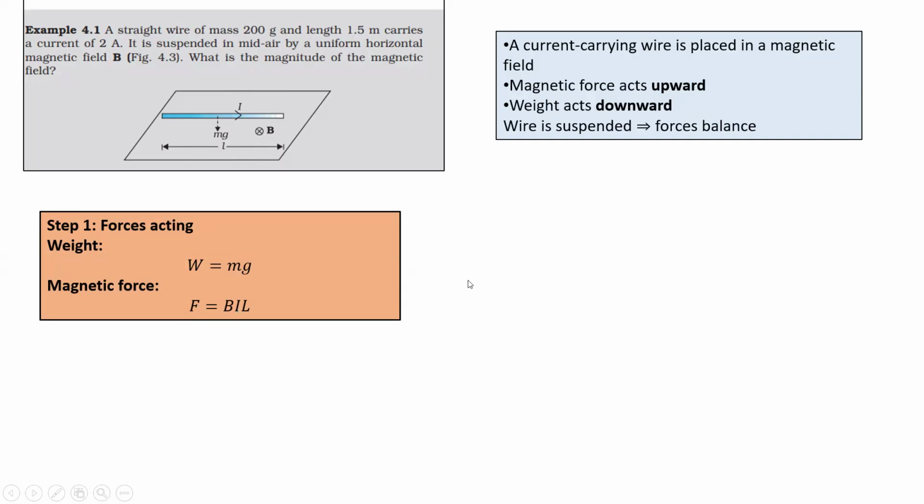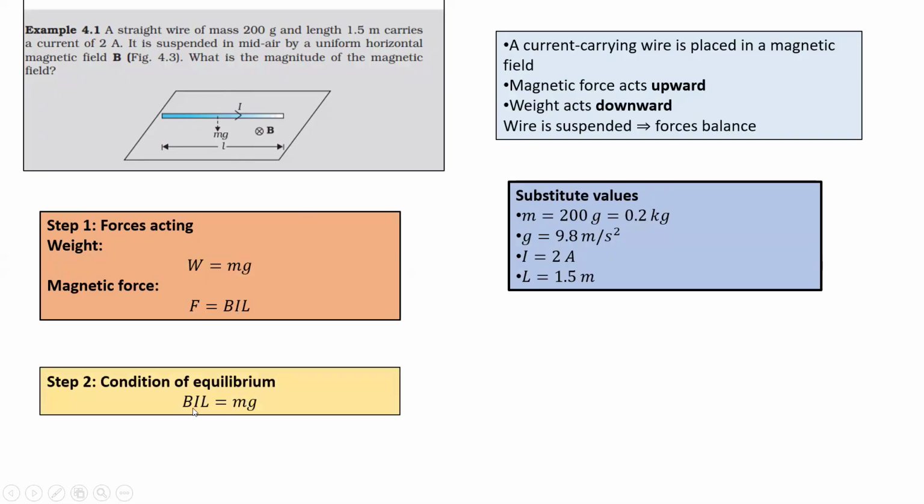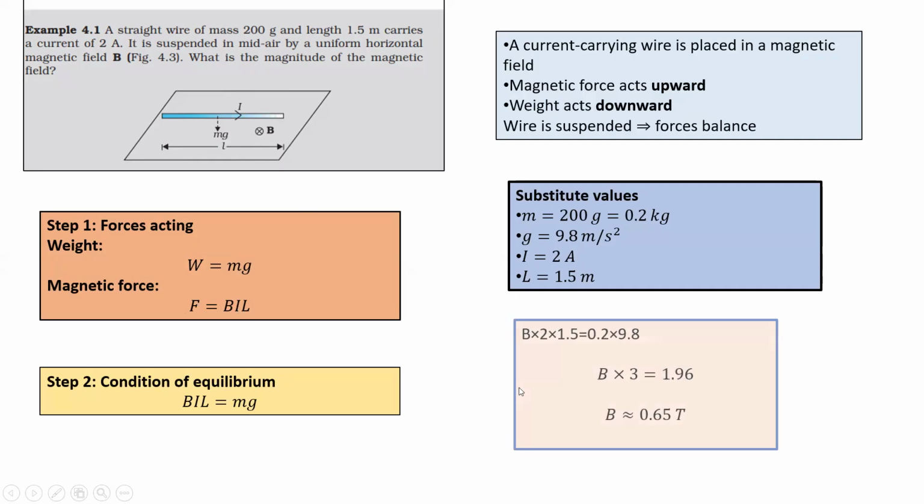To balance each other, that is, under equilibrium, we can say mg equals BIL. So the equilibrium condition is BIL equals mg. Mass, g, I, L, everything is given directly.